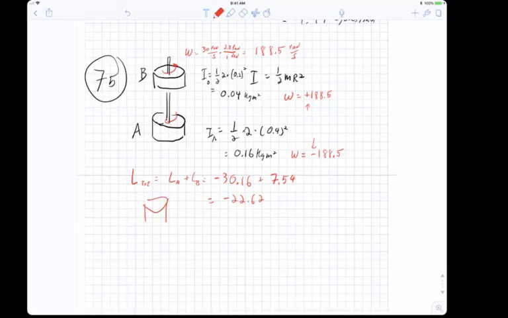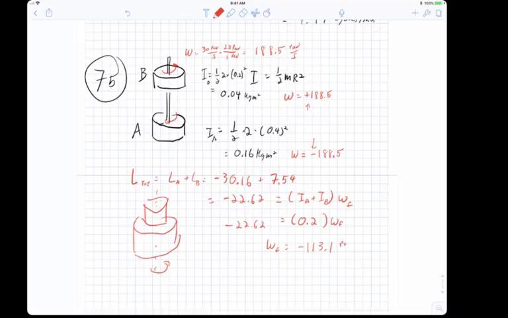And when they're rotating together, both of them will have the same angular velocity. So the angular momentum is going to be the same, but it's going to be IA plus IB times omega final. IA plus IB is 0.2. So omega final is going to be minus 113.1 radians per second.